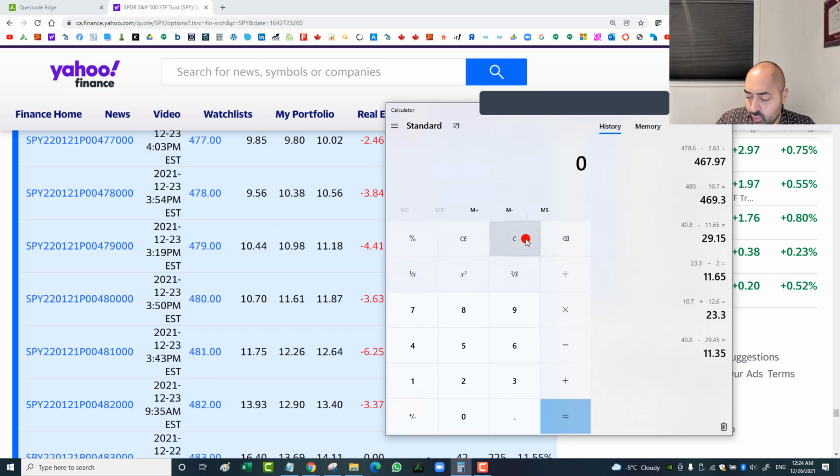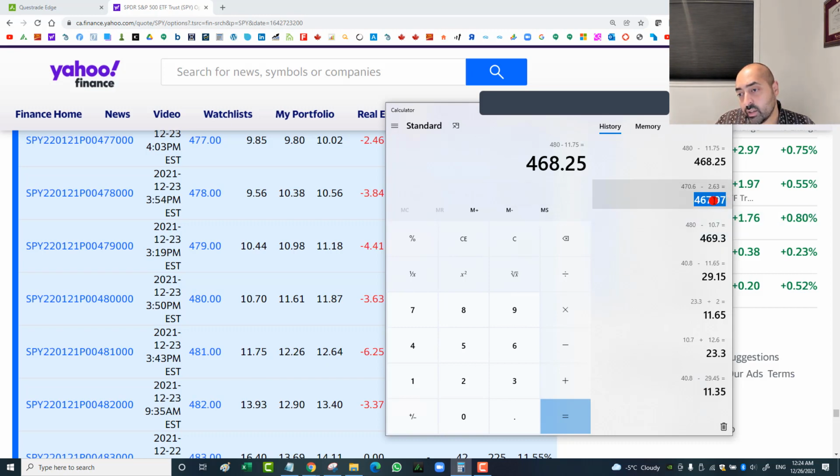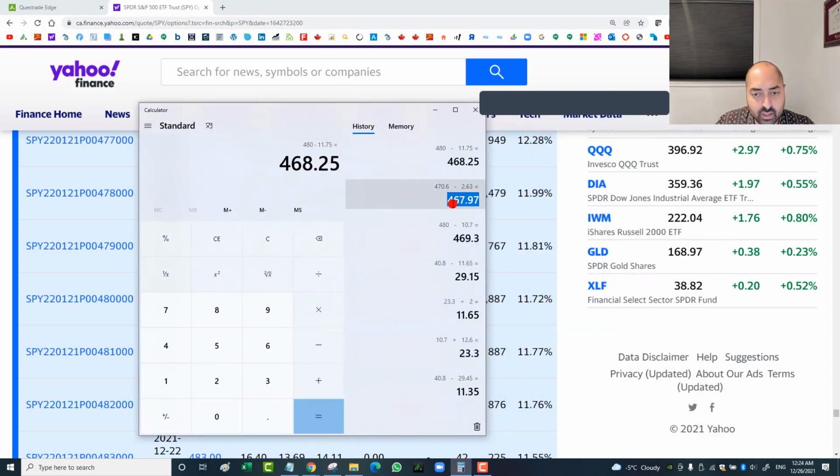So the true break even is around 480 minus, because this is the value of the put that I'm going to have to buy back because it's in the money, 480 minus 11.75. So my break even would be around 468.25. And as you can see, the covered call break even here is around 467.97. So pretty close, about 25 cents away.